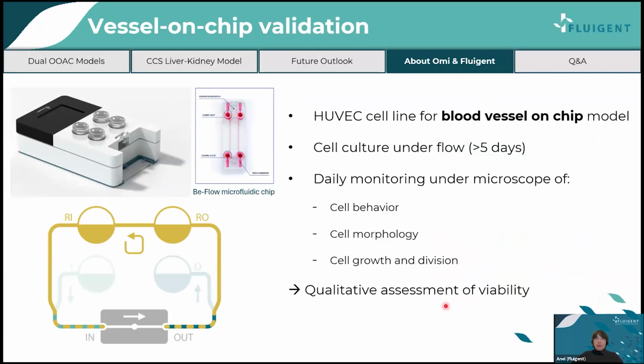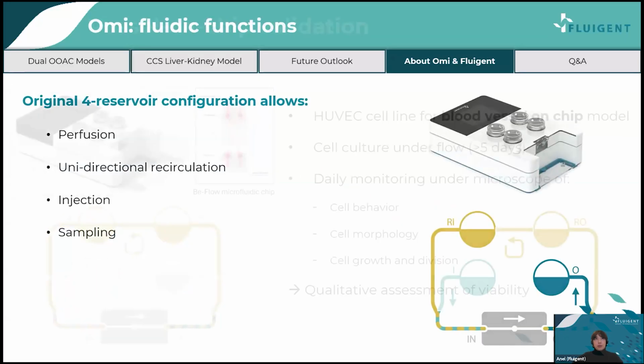I'll present an example of vessel-on-chip validation that we used internally at Fluigent over the 5 days of cell culture of HepaRG to mimic the blood vessel-on-chip with Bflow microfluidic standard chip. We daily monitored it under microscopy for cell behavior, morphology, and growth division. It is a qualitative assessment of the cell viability. And it will allow me to introduce the classical workflow you can do with Omi system.